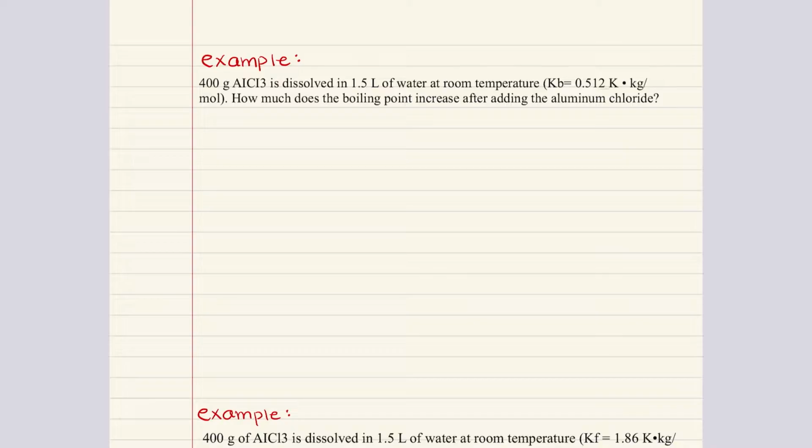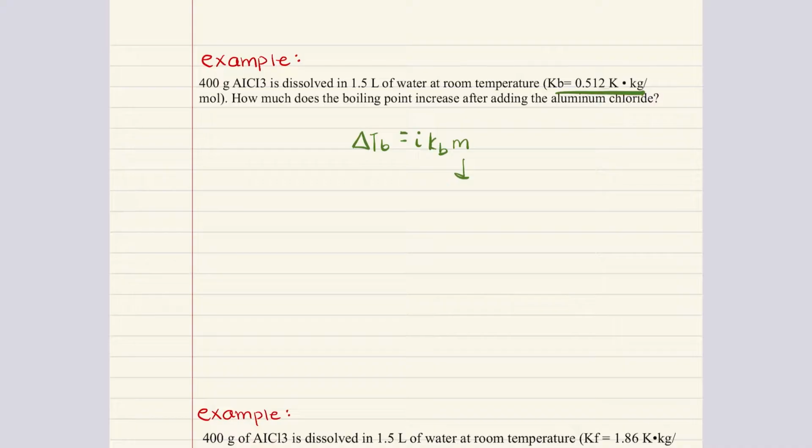This example asks: 400 grams of aluminum chloride is dissolved in 1.5 liters of water at room temperature. We're given the Kb value. How much does the boiling point increase after adding the aluminum chloride? Now, our expression for boiling point elevation is delta TB, this is the increase in boiling point, is equal to i, the Van't Hoff factor, multiplied by Kb, which is our proportionality constant that we're given, multiplied by m, which is molality. Now let's go ahead and first figure out our molality.